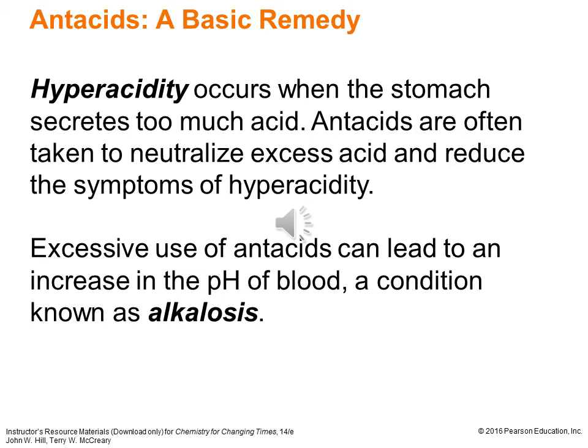So if you're not careful, you might alleviate that hyperacidity, that upset stomach from too much acid. But if you take too much of the antacid, you can end up with alkalosis, and that's the condition where the blood pH is actually too high and blood proteins stop working effectively, and you really need to cut back on your use of antacids so that you don't run into long-term problems from overuse of antacids to solve that hyperacidity problem in the stomach.